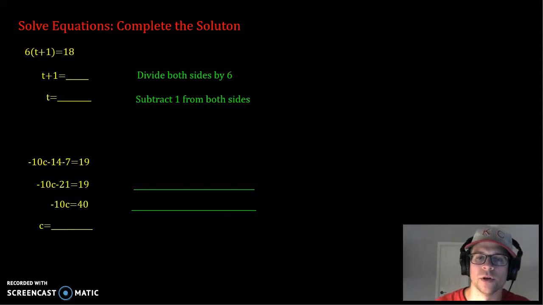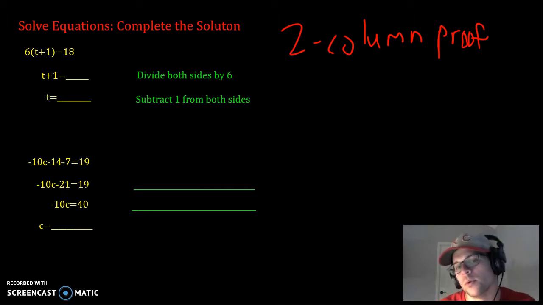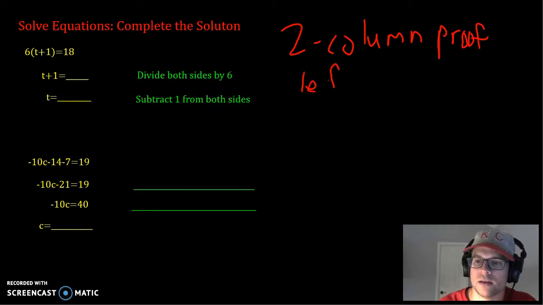All right, in this tutorial, we're going to go over how to solve equations by completing the solution. And really all this involves is using what's called a two-column proof to show any steps that you were taking to go from one line of thinking, one line of work to the next. So if you think of the left side is all of your steps, think of it as like showing your work.